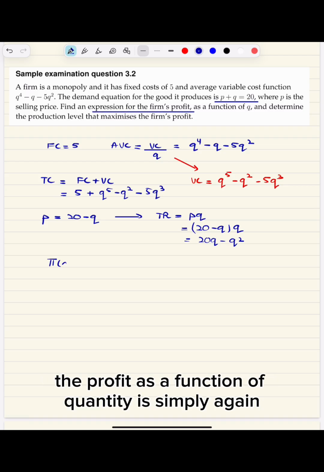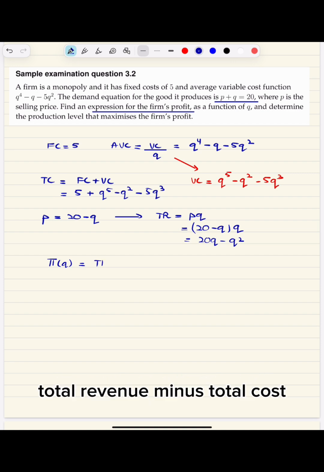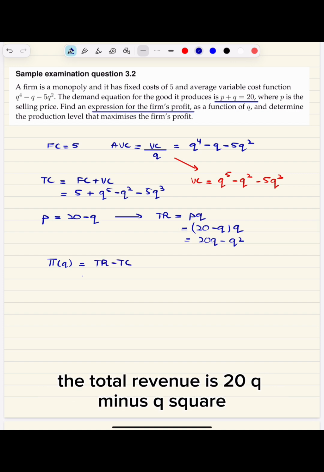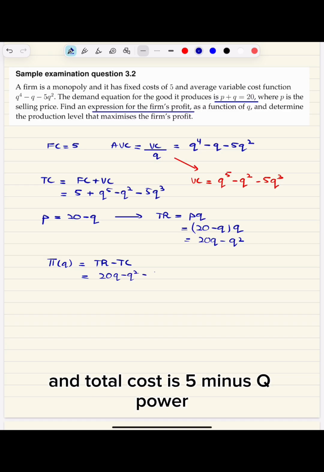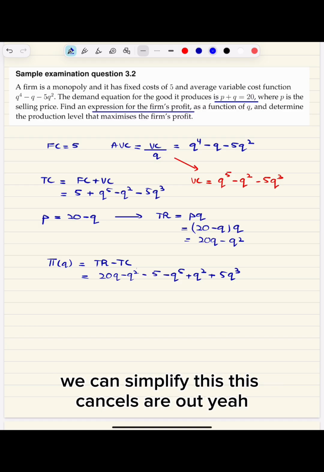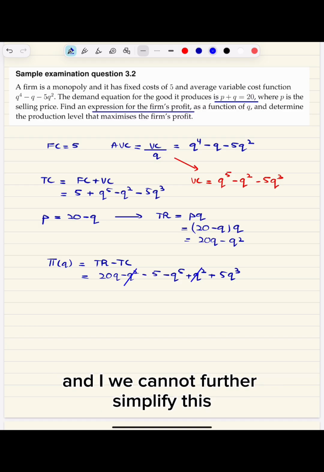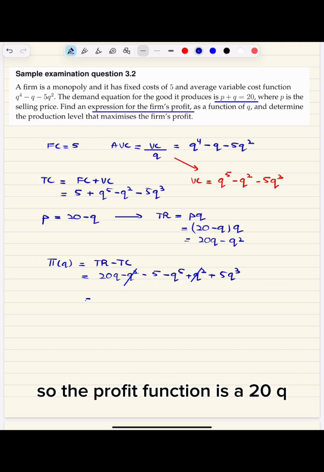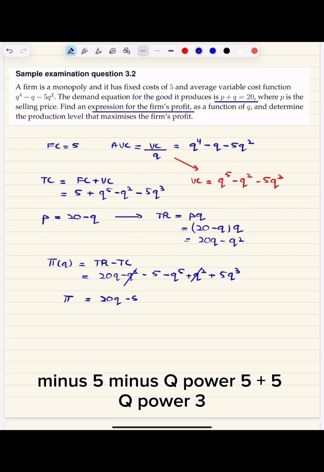The profit as a function of quantity is simply, again, total revenue minus total cost. The total revenue is 20Q minus Q squared, and total cost is 5 minus Q to the power 5 plus Q squared plus 5Q cubed. We can simplify this, this cancels out, and we cannot further simplify this. So the profit function is 20Q minus 5 minus Q to the power 5 plus 5Q cubed.